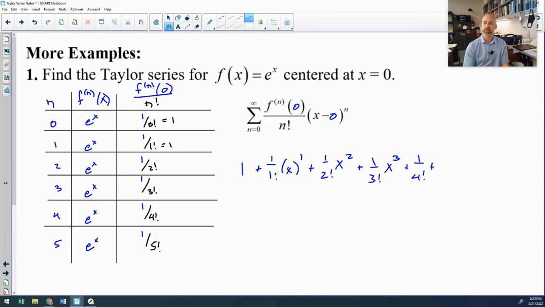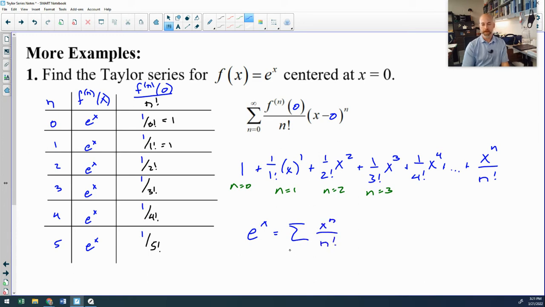I'm not even going to bother writing the fifth degree term, because this is a series that has a fairly easy to recognize pattern, and I notice that I am always doing x to the n power over n factorial. If you look at each of these terms, n equals 0, n equals 1, n equals 2, this is a pretty nice clean pattern. And that is your series for e to the x. So it turns out that e to the x is equal to the series of x to the n over n factorial as n goes from 0 to infinity.